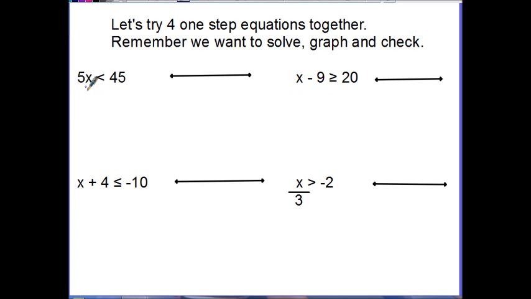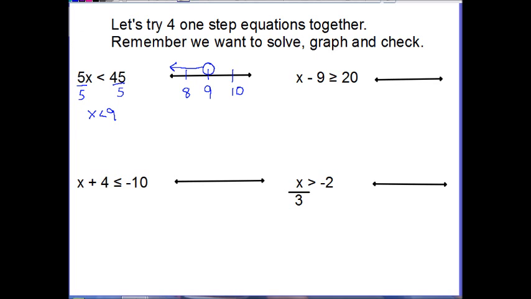So, since 5 is attached to the x by multiplication, we want to divide it to both sides, which leaves me with x is less than 9. So we're going to go to our number line and put our solution smack dab in the middle. We're going to pick a smaller number to go on our left, 8, a bigger number to go on the right, 10. Since it reads x is less than 9 and there's no line below it, we're going to put an open dot on our 9.